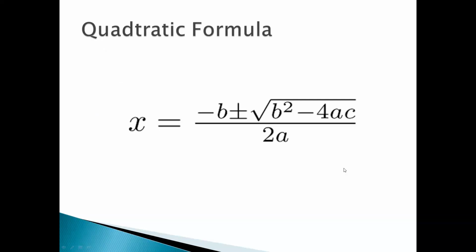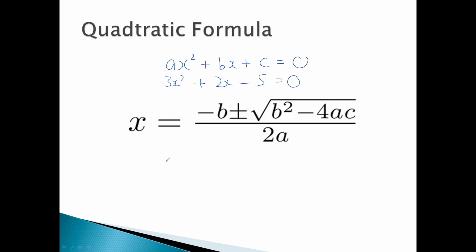x equals minus b plus minus square root b squared minus 4ac, over 2a. Now, what are these a, b, and c referring to? They're referring to the quadratic equation where ax squared plus bx plus c equals 0. For example, 3x squared plus 2x minus 5 equals 0.